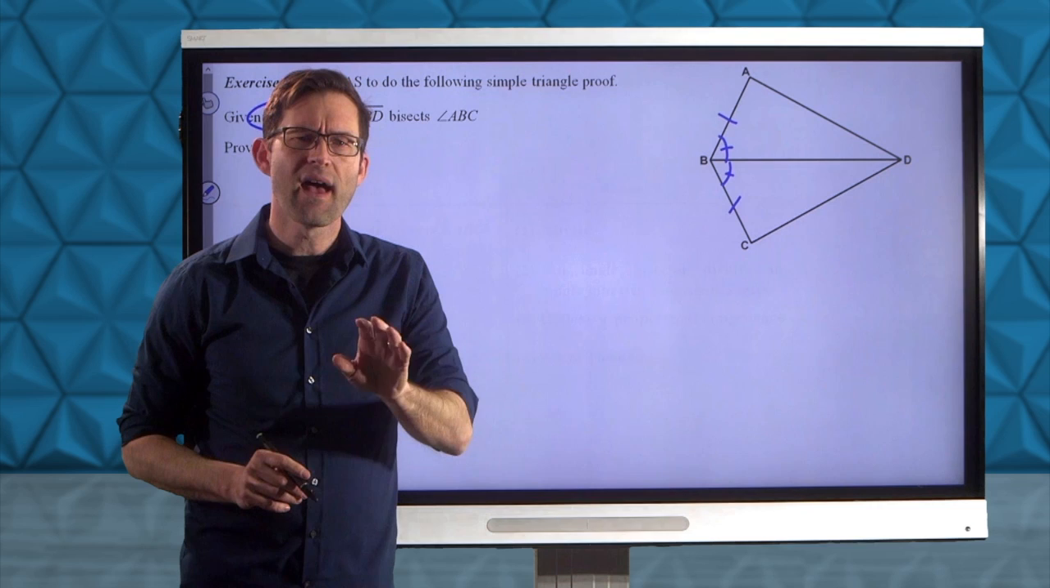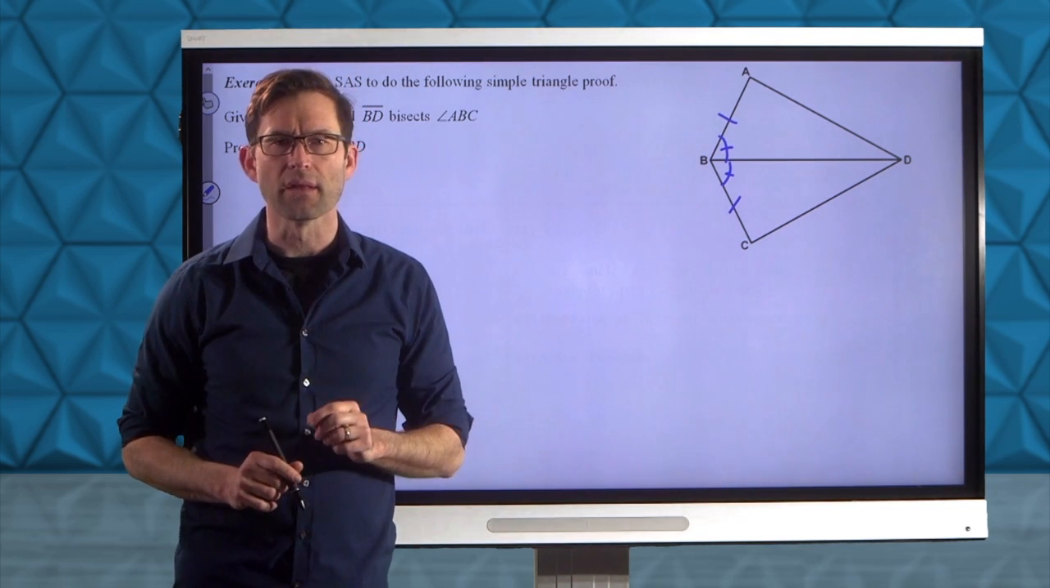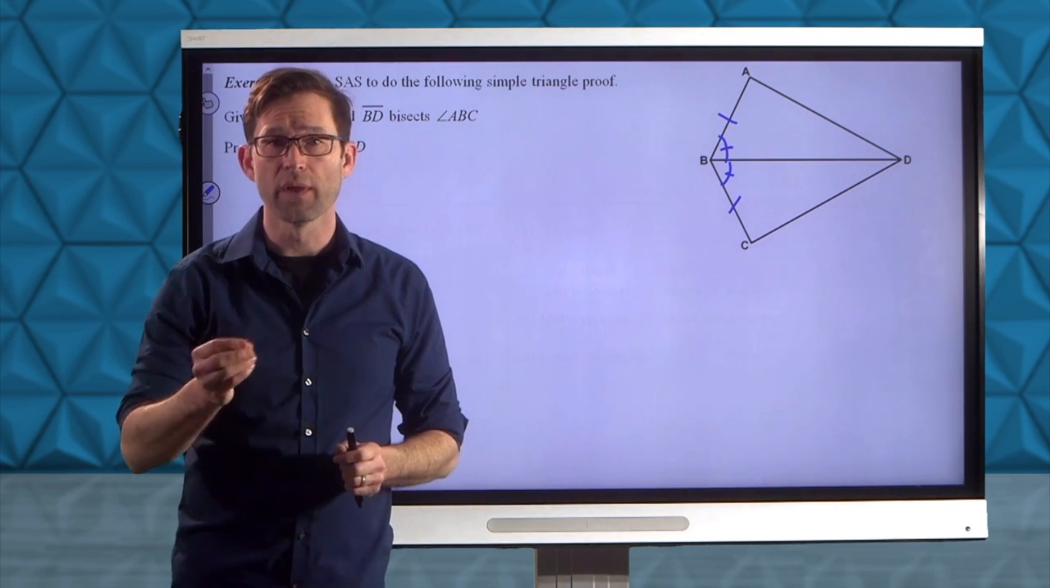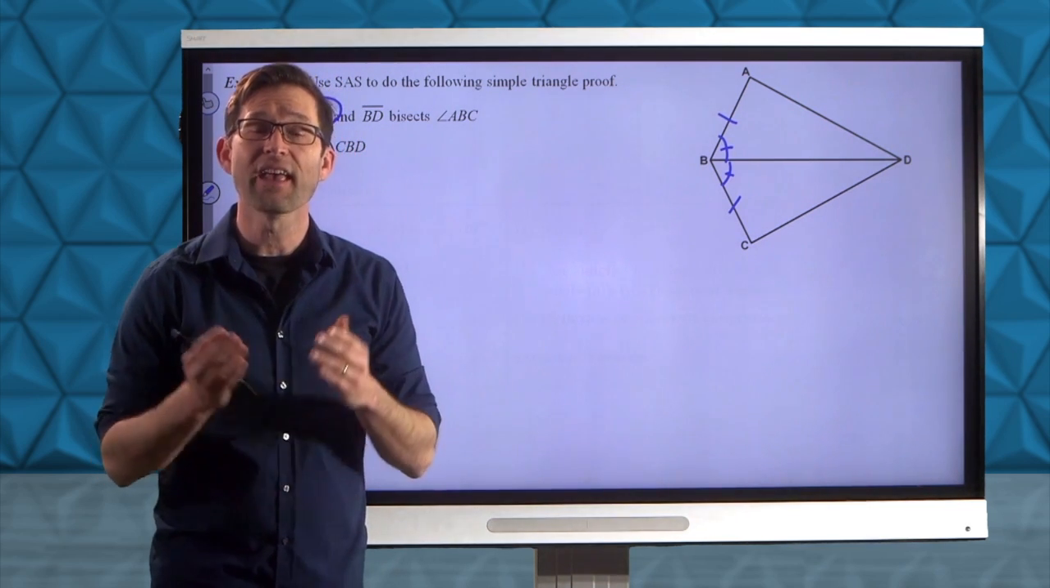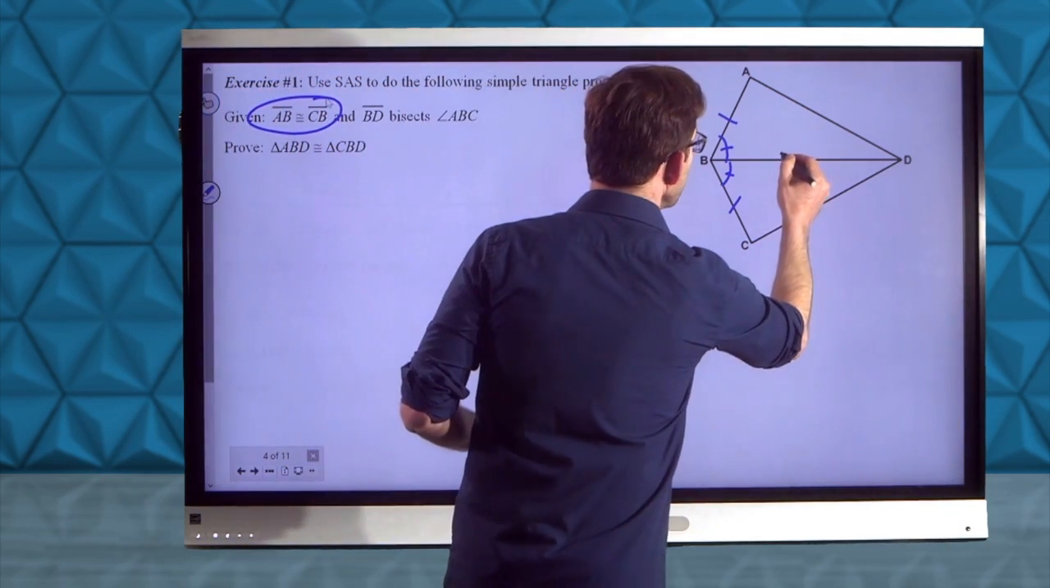So how are we going to get SAS? Well, there is one side that remains that I know is congruent between the two triangles, and that's a shared side, a common side, and that's going to be side BD.